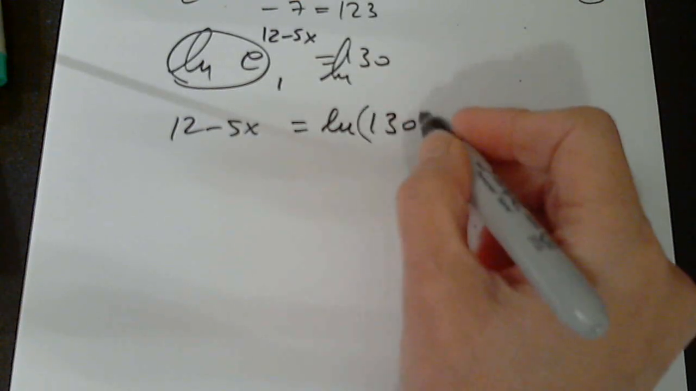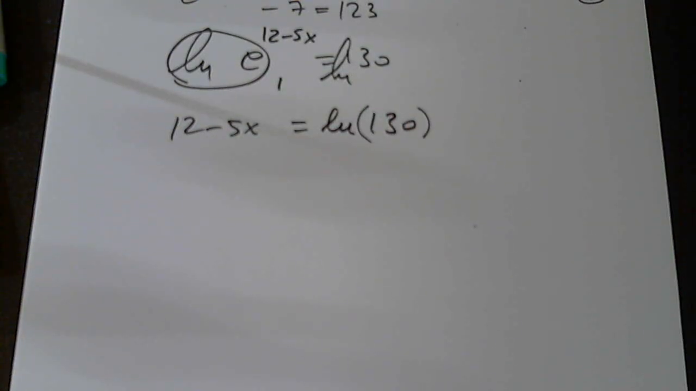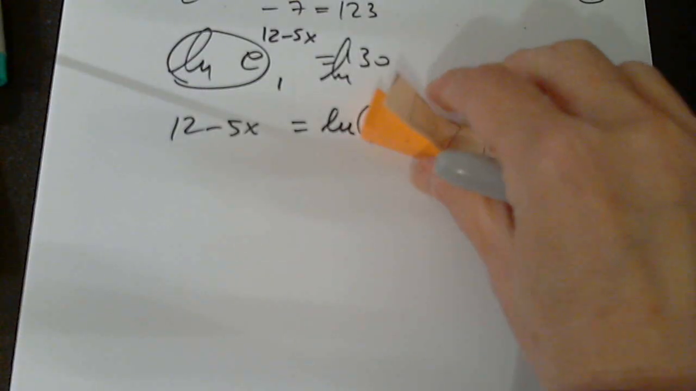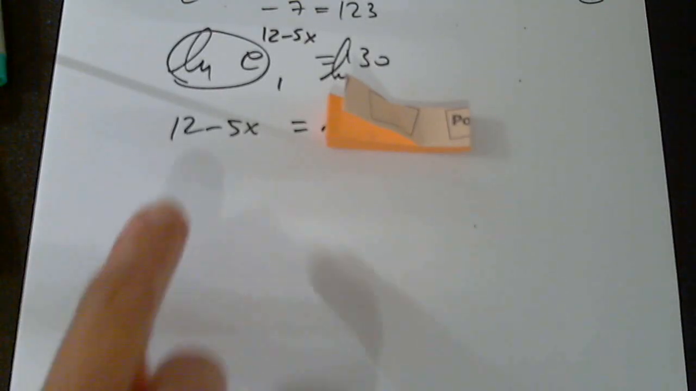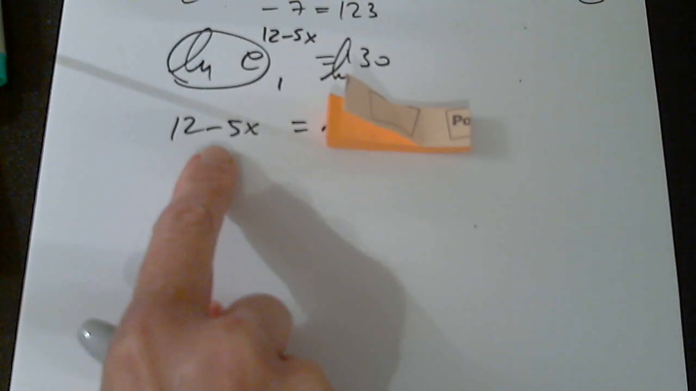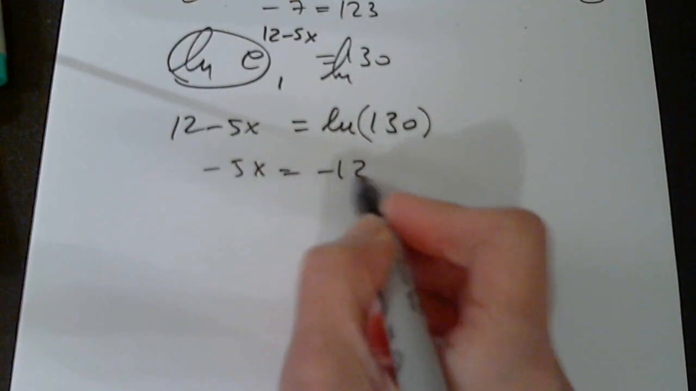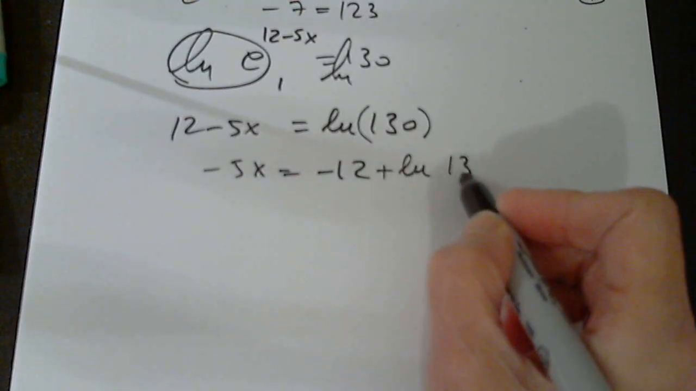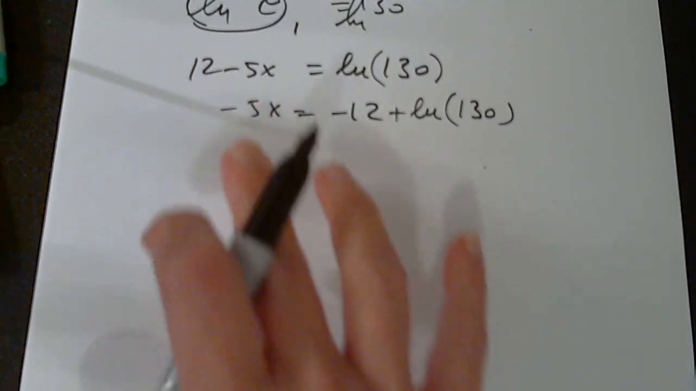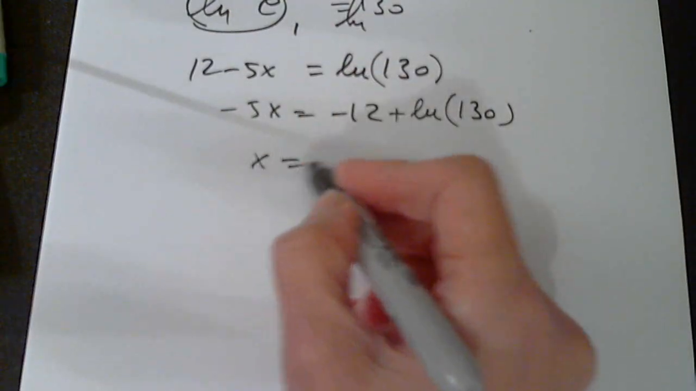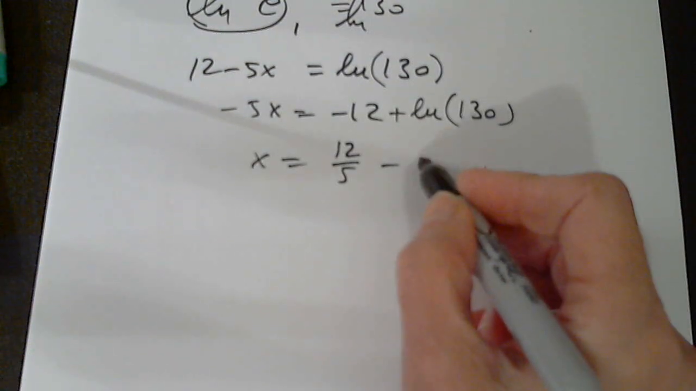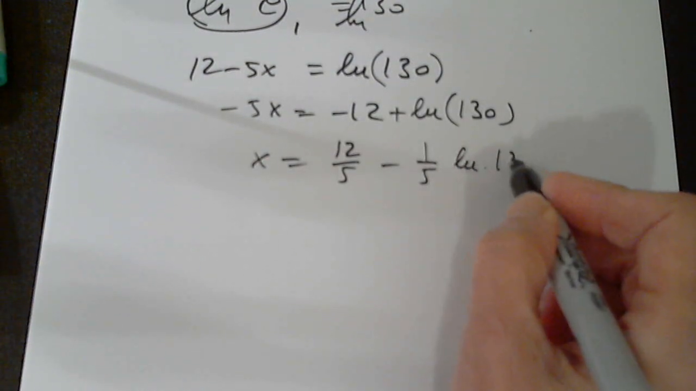If you feel more comfortable to put in parentheses, please do so. Same thing. And now this is just a simple number. It looks fantastic, but it's just a plain number. So I have to move 12 and divide by negative 5. So negative 5x equals negative 12 plus natural log of 130. And now I divide both sides by negative 5. I prefer dividing term by term. So x equals 12 divided by 5 minus 1/5 natural log of 130.